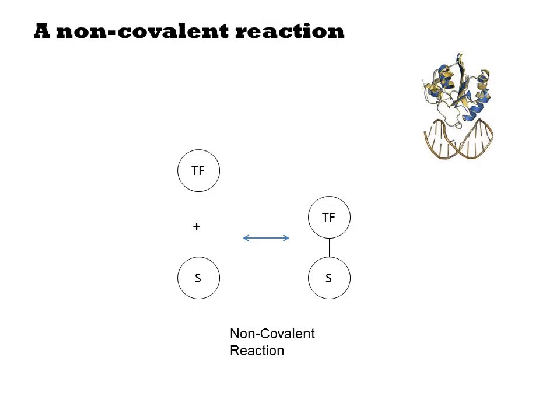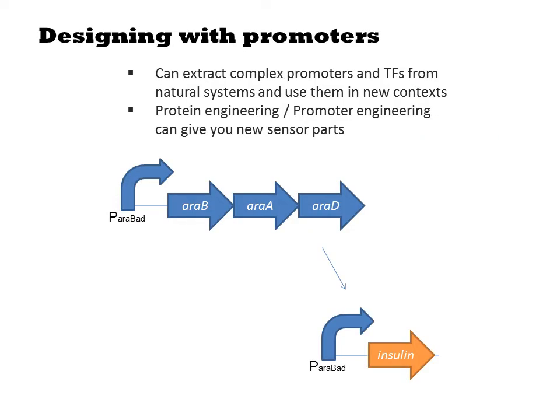When we discussed constitutive promoters, we said that they exist in two states, one in which sigma factor is bound and one in which it is not. In non-constitutive promoters, additional proteins called transcription factors will bind to the DNA, creating more potential states. One of the most commonly used promoters is the PBAD promoter.